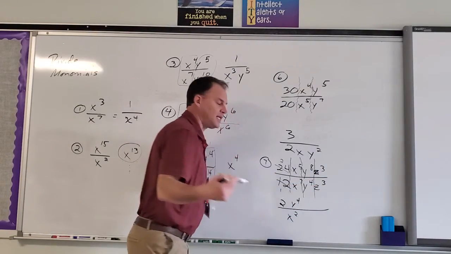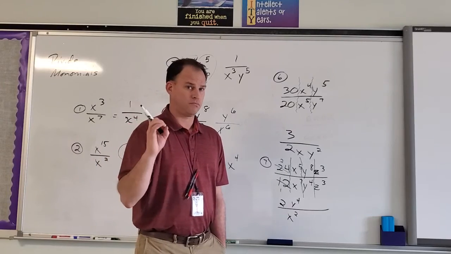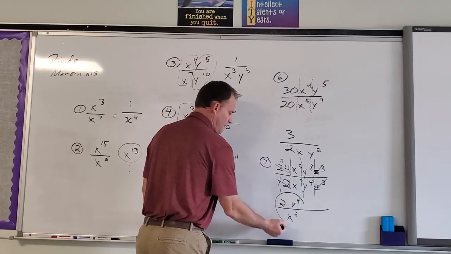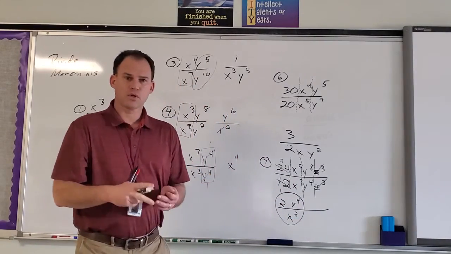Z to the 3rd, z to the 3rd. 3 minus 3 is 0. So there are no z's left in my answer. There it is, right there.